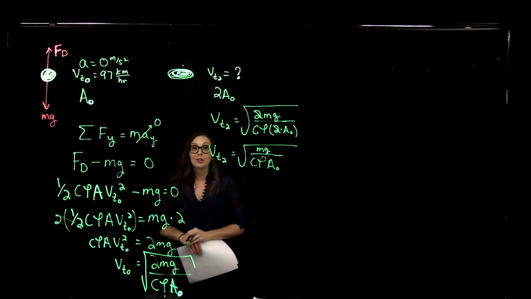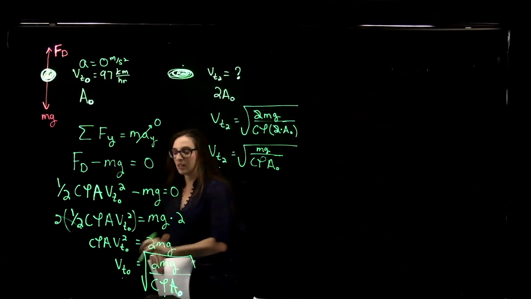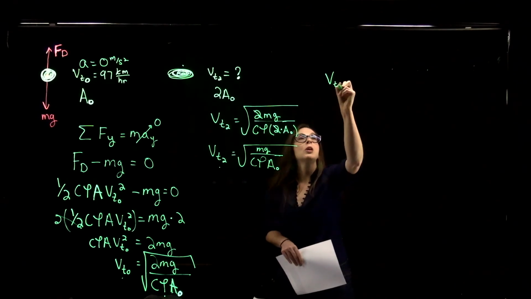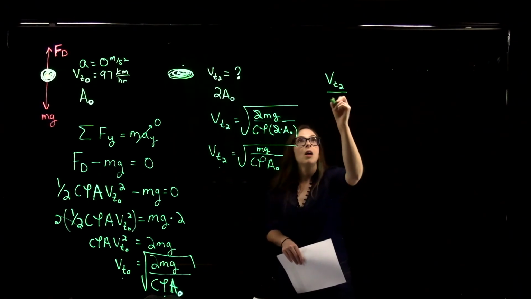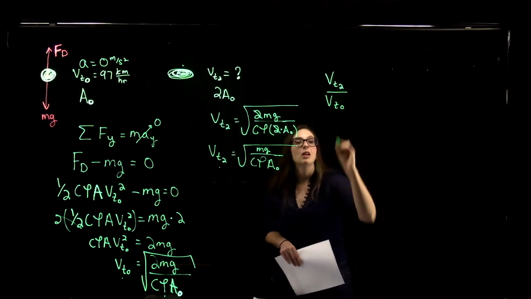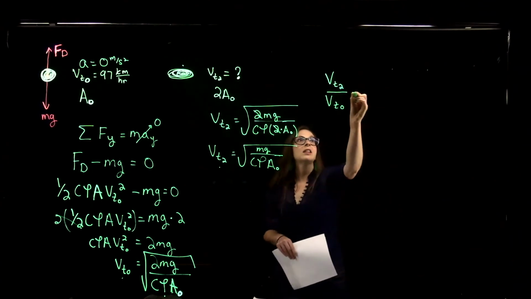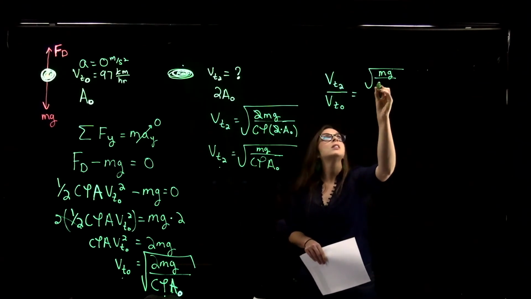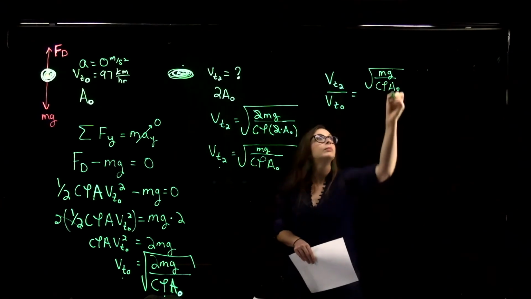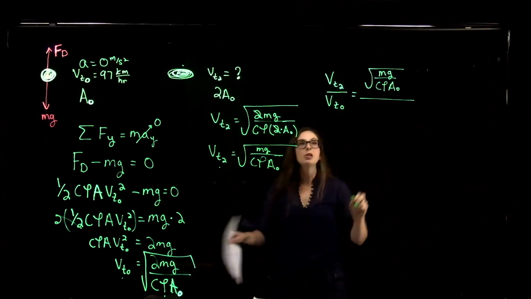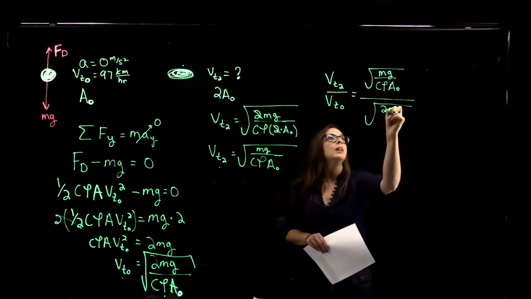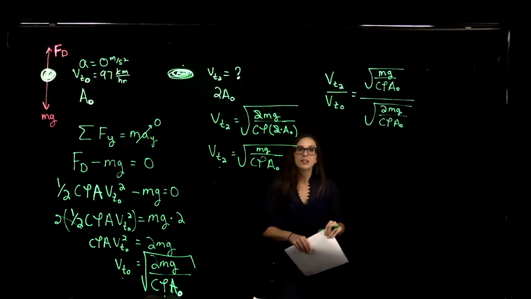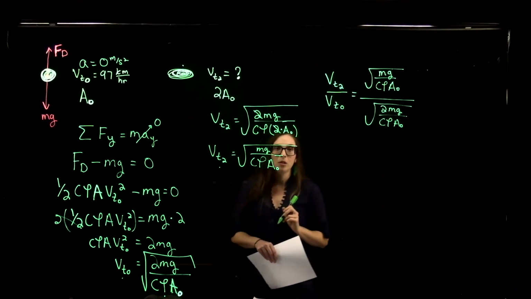Okay, so let's take the ratio of both of these quantities and see what happens. If I do that, I'm going to do the terminal velocity of the cat when it's stretched out over the terminal velocity of the cat originally when it's tucked in. So that's going to equal, on top, the square root of mass times gravity over c rho cross-sectional area, divided by our original terminal velocity, which was the square root of 2mg over c rho A naught. Okay, everything is the same except for this square root of 2 on the bottom.